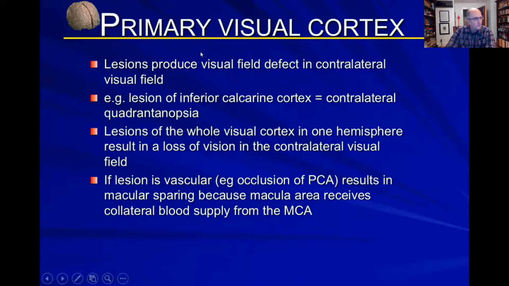So a bit more about the primary visual cortex. Lesions produce visual field defects in the contralateral visual field. Lesions inferior of the calcarine fissure give you a contralateral quadrantanopsia. Lesions of the whole visual cortex in one hemisphere result in loss of vision in the contralateral visual field. If the lesion is vascular, for example, occlusion of a PCA, that patient might actually have macular sparing, or sparing of their central vision, because that very critical eloquent cortex receives collateral blood supply also from the MCA distribution.